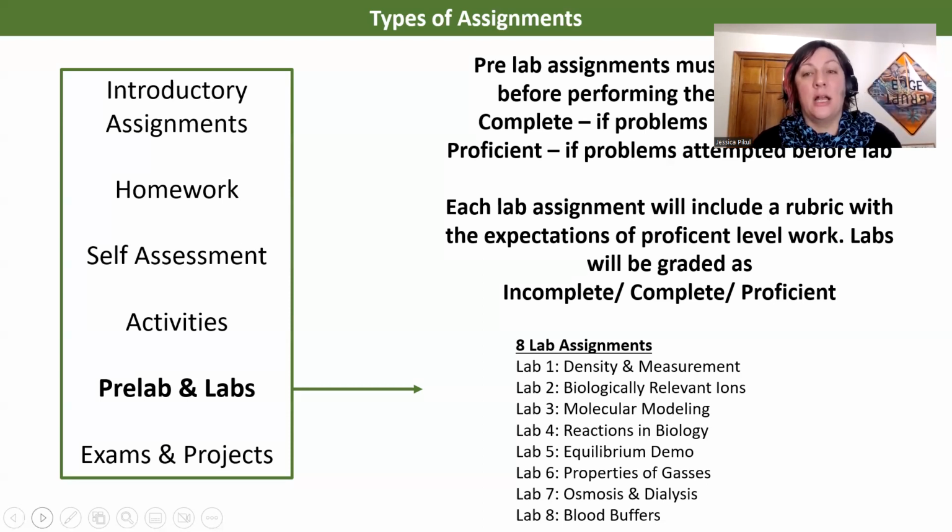Labs then are also going to be graded as incomplete, complete, or proficient. There are 8 of them, and you are going to earn a grade that is based on participating and completing the lab with a lab partner in class, and then answering questions. You'll be able to revise your work if there are major errors, so that you can earn a proficient with my feedback through an iterative process.